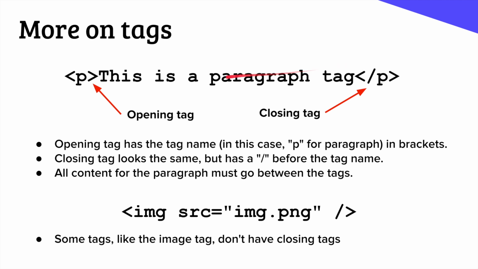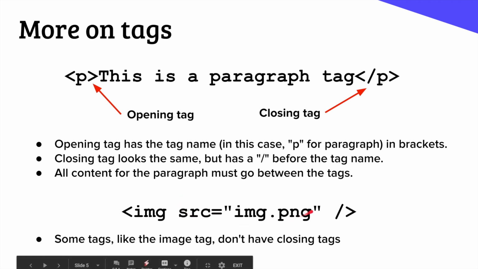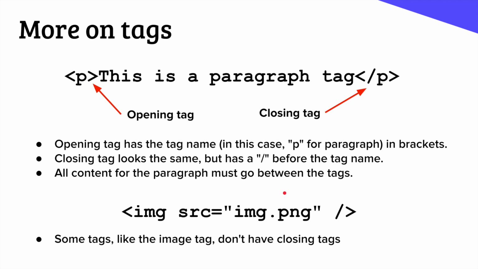Now, the exception to the opening tag and closing tag rule is a small subset of tags called self-terminating tags. So an image would be one of them. You can see here that we have an image tag denoted with the name img. You define where that image comes from, so this can be an image on your computer or it can be an image from the internet. And then when you want to finish off this tag, you just put a slash and a closing angle bracket. And once again, this doesn't apply to all tags, just a very small selection, and we'll go over this more in the demo.